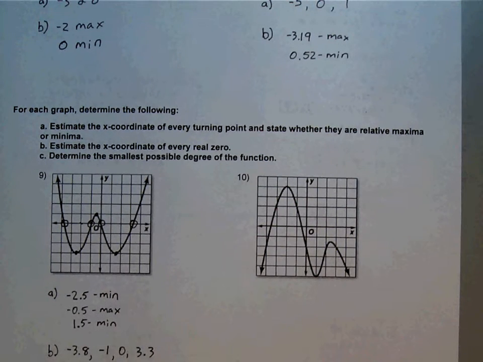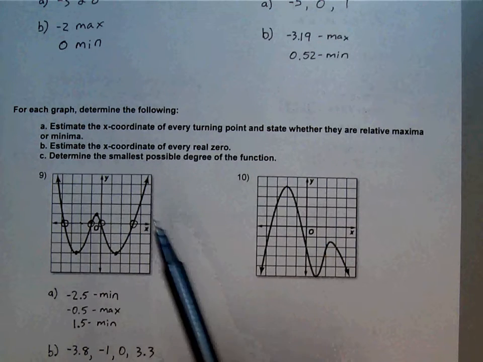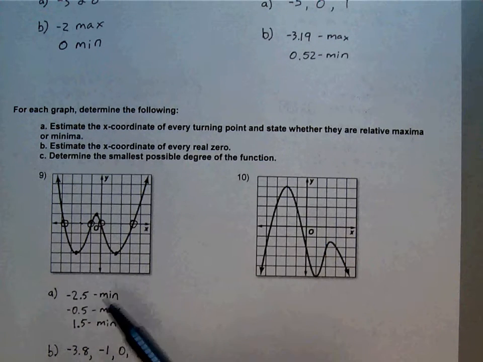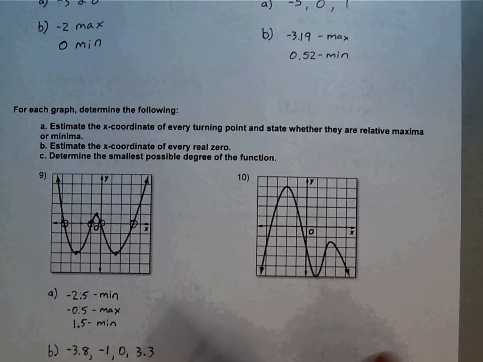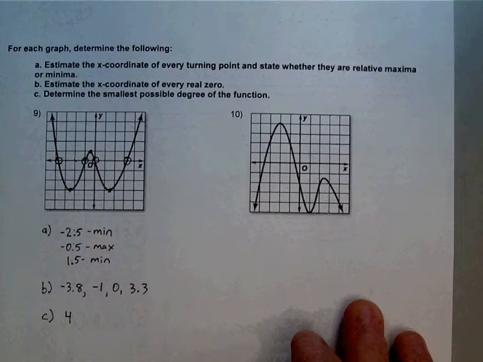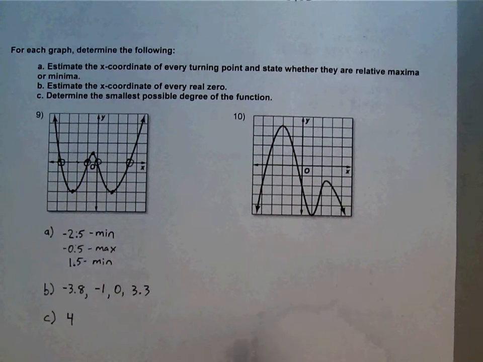Part C, determine the smallest possible degree. That's the number of turning points plus 1. So turning points, we answered that in part A. There were 3 of them. So add 1 to that. 3 plus 1 is 4. 4 is the smallest degree possible. Oh, sorry, cut off my picture. So 4 is the smallest possible degree. Number 10.